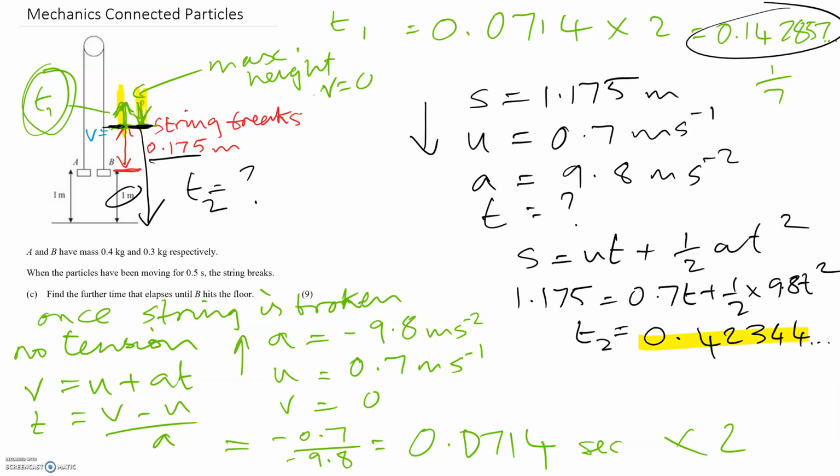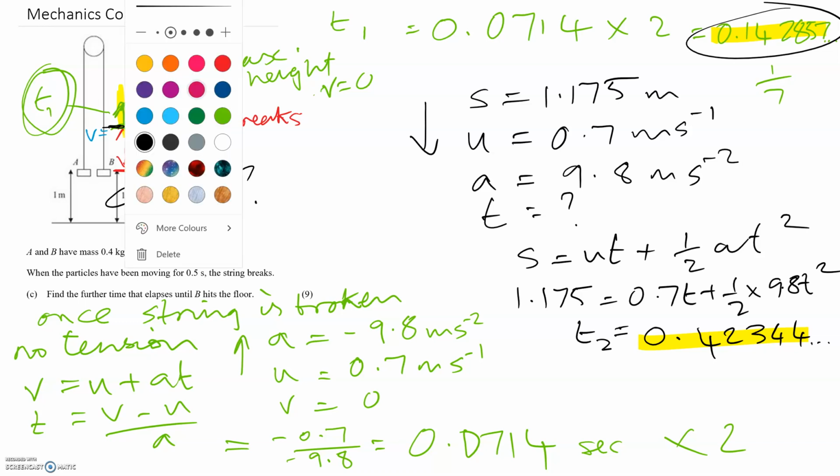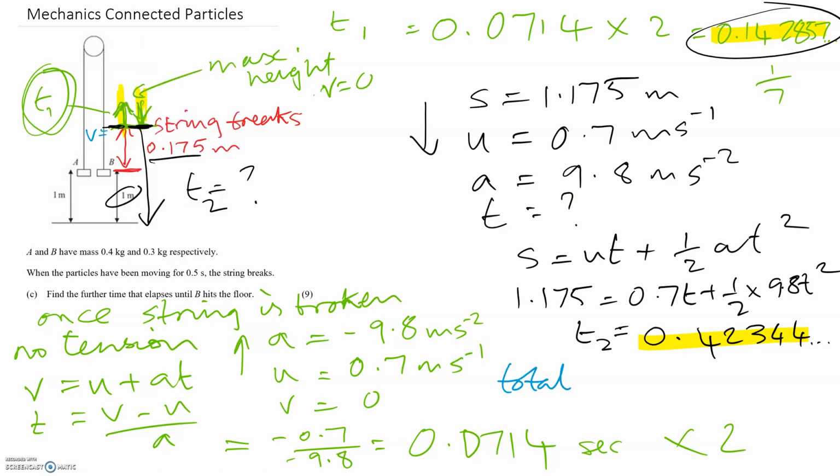So if we add this time and this time, that will give us the total time since the string broke. Okay, so let's just finish off doing that. So total time equals these two added together, as I just said, which will give us 0.566 seconds to 3 significant figures.